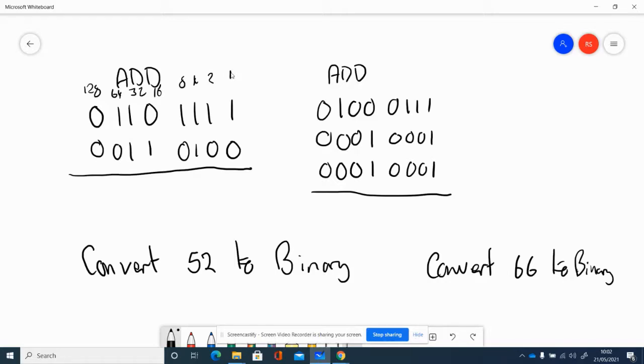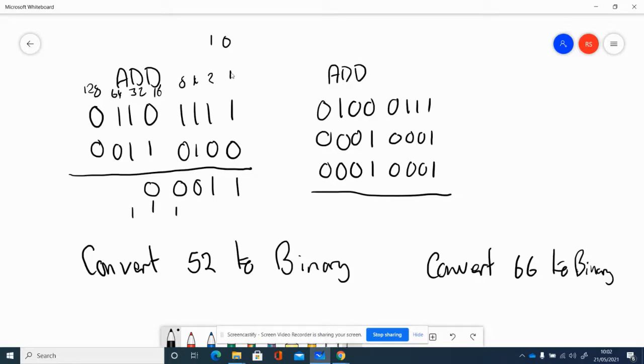So 1 and 0 is 1. 1 and 0 is 1. 1 and 1, well, that's going to be 2, but we can't put 2. But the pattern for 2, remember, is 1, 0. So we're going to put 0 and carry 1. I've got 1, 0, and my carried 1, which is 2 again. So it's going to be 0 and carry 1. 0, 1, 1. So again, it's 0 and carry 1.